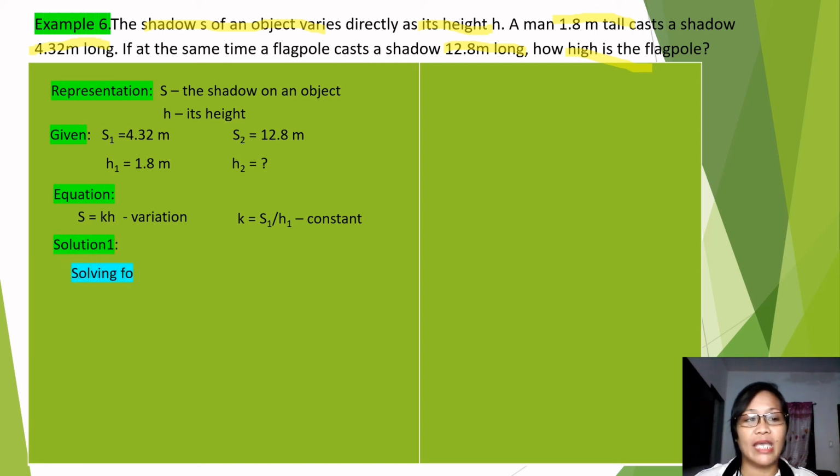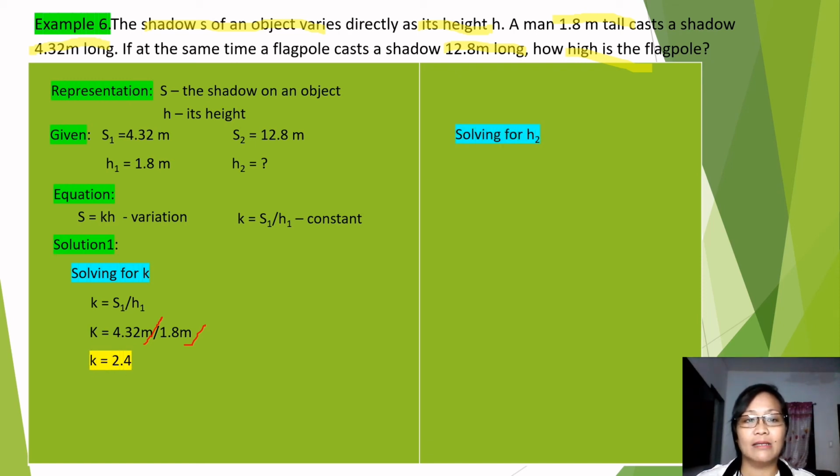Solution, solving for K, we have K is equal to S sub 1 all over H sub 1. Then substitute the given. S sub 1 is equal to 4.32 meter divided by H sub 1, 1.8 meter. Then, of course, we need to cancel meter and meter. Then, divide 4.32 divided by 1.8. So, we have K is equal to 2.4.